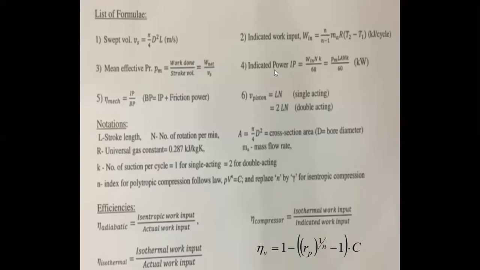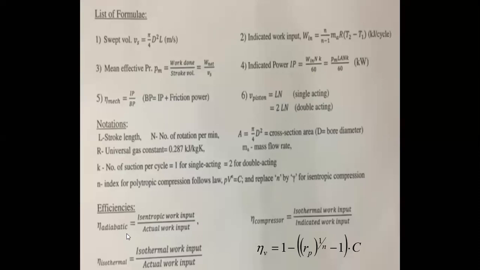Then the velocity of a piston. In the case of a single acting compressor, it is stroke into number of RPM. This will be in meter per second or meter per minute. For a double acting compressor, it is twice the stroke into RPM. Then there are some efficiencies which we should know.